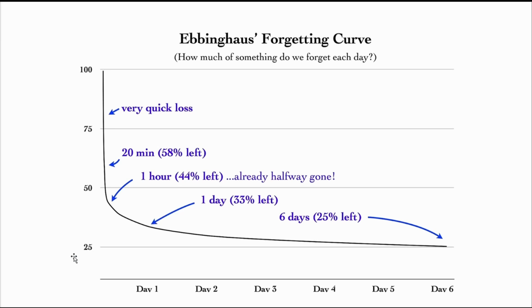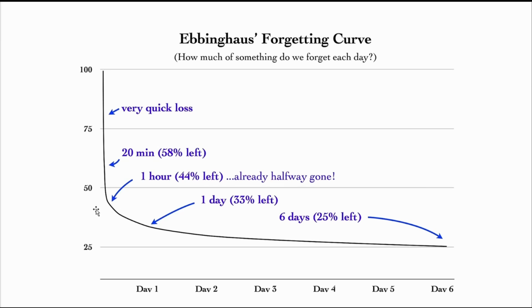After one day, 35%, almost that. And after 6 days, you can see that the curve becomes stagnant. 25% is left after a week, and after a month, I think this goes to 10% or something. So you can see the loss of the information you've just read is very quick, especially in the first 1 or 2 days.